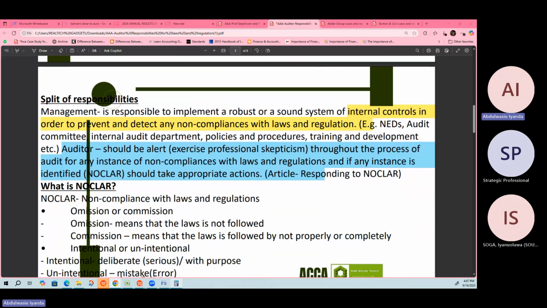What is now the responsibility of the auditor? The responsibility of the auditor is to make sure that you exercise professional skepticism from the beginning of the audit to the end of the audit. You need to remain alert that something bad can happen. The client may not comply. They may do something that is against the public policy.